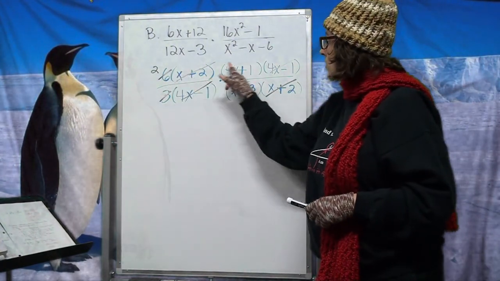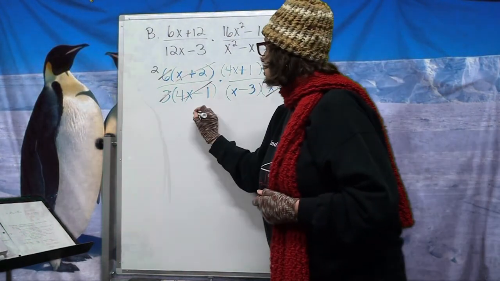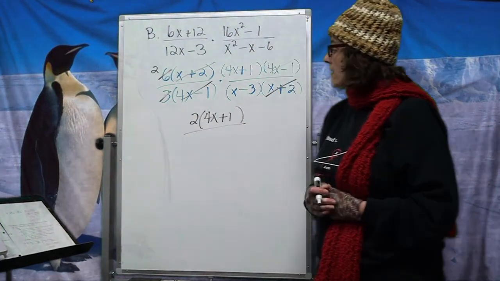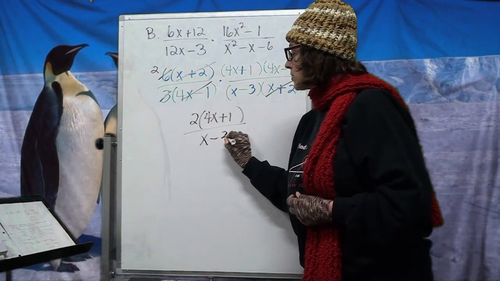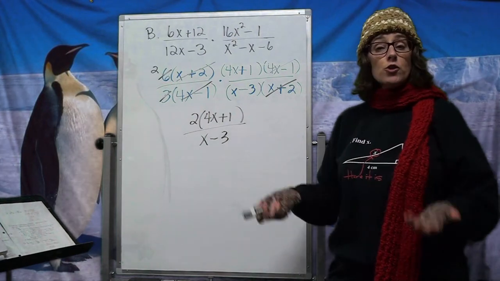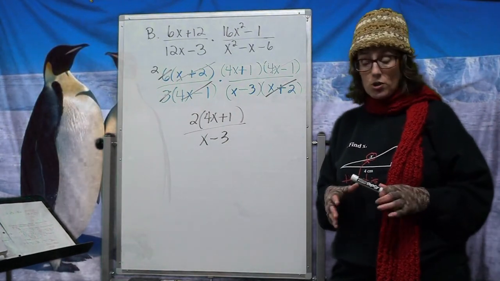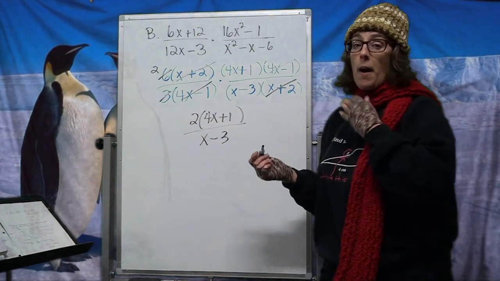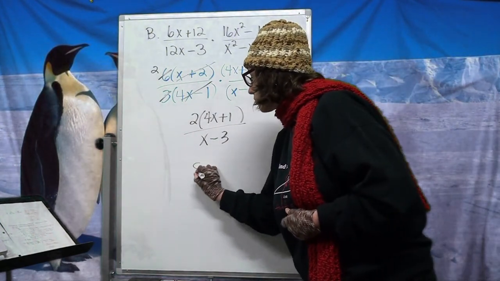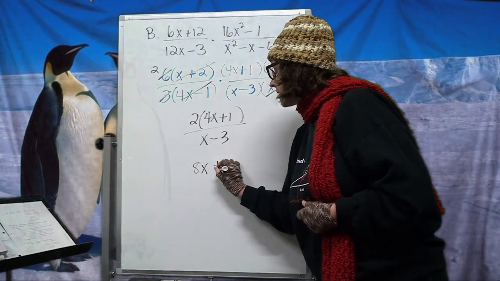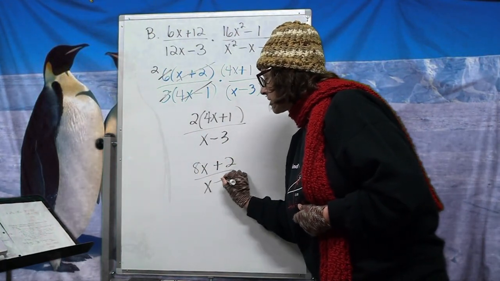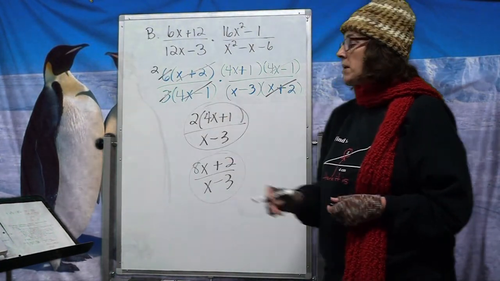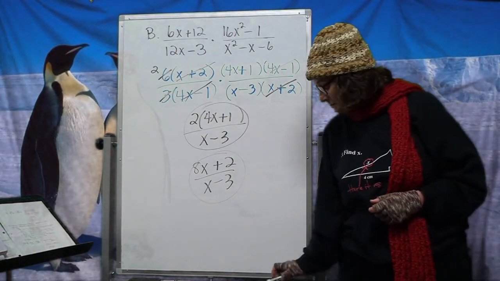So when I shoot straight across here, all I have left is 2 times 4x plus 1. And all I have down here on the denominator is x minus 3. And like I said before, it depends on who your instructor is, depends on what book you're using as to whether this is okay or if you need to distribute that 2 through. Old school, we had to distribute through. So I would have an 8x plus 2 over an x minus 3, but some instructors and some textbooks will let you stop here. Just be familiar with what your rules are.